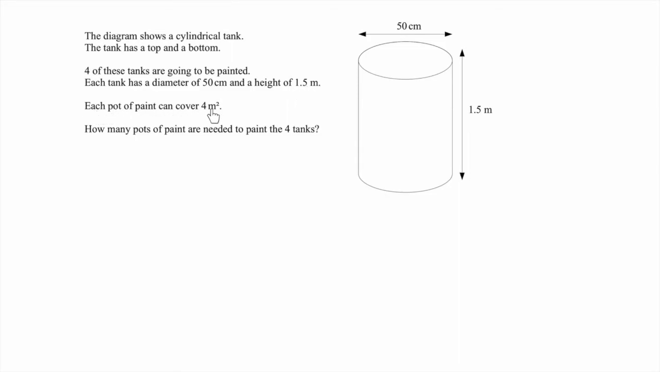Each pot of paint can cover 4 meters square. How many pots of paint are you going to need? Because we're working in meters, I'm going to need to change this up here to meters. And we've got 4 of these tanks. So let's make sure we get all the information that we need straight out of this. I've got 4 tanks there.